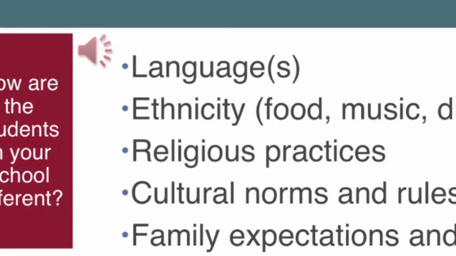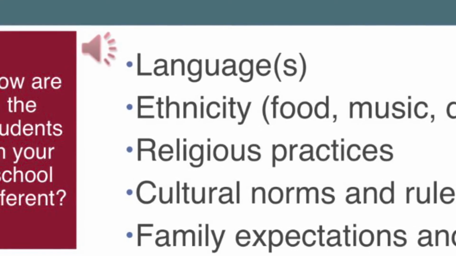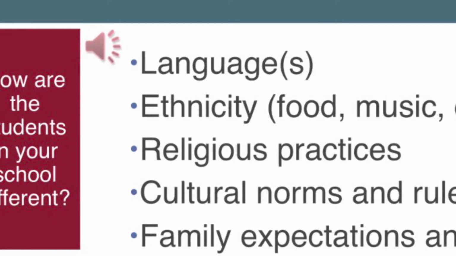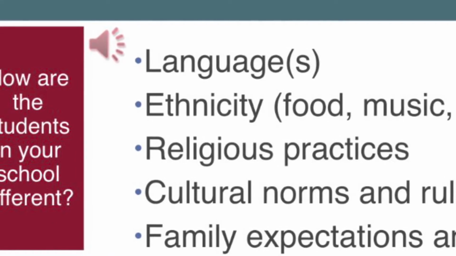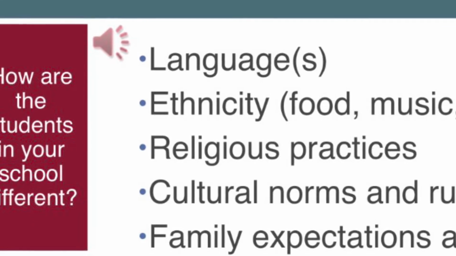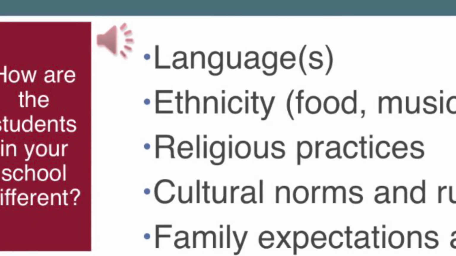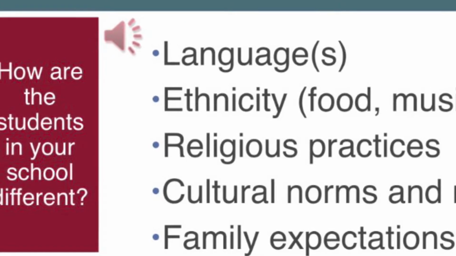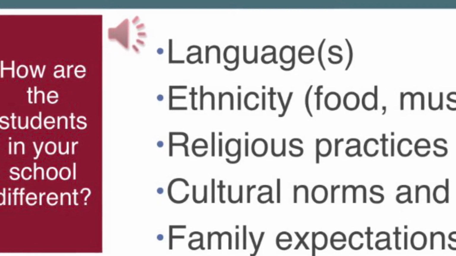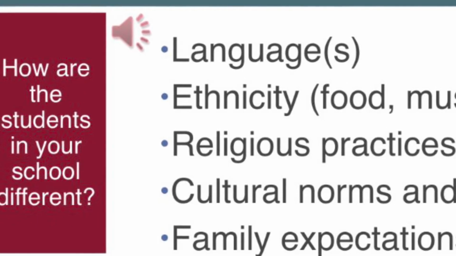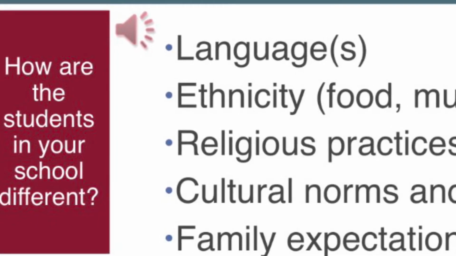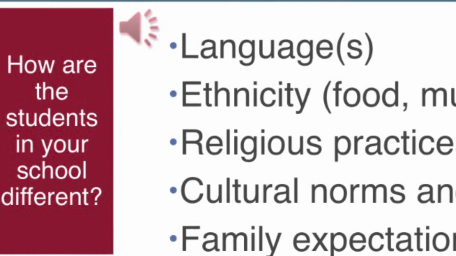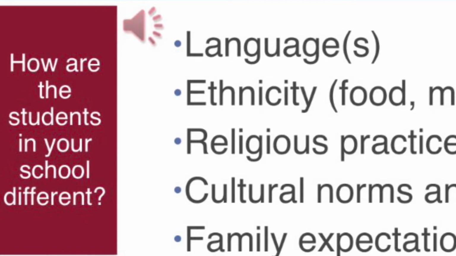So the way they behave in public might seem different to you, or the way they behave at home. Their family expectations and priorities might be different too. So a Mexican family, for example, might prioritize work and providing food and clothing for their children above academics. Different than a Colombian family per se. So how are the students in your school different?